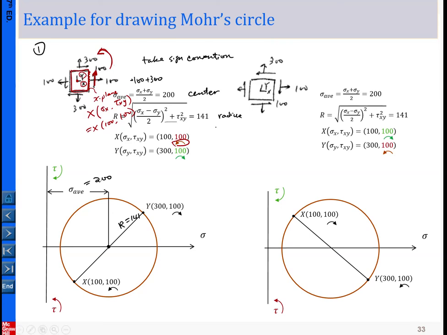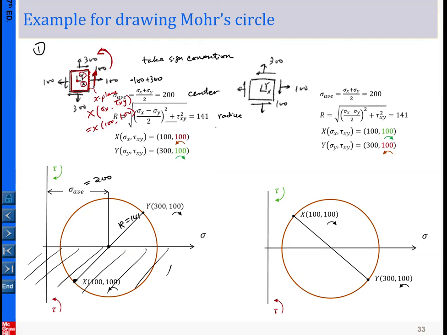In this way I have the sense of the x, and we have the x point determined. Then we can label the x point. The x point has 100, and the second coordinate is in this sense, so it is in the lower quadrant. So basically x is located here.